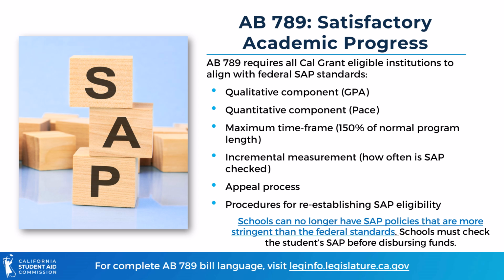Effective in the 24-25 academic year, AB 789 requires all Cal Grant eligible institutions to adhere to a common set of SAP standards and develop or implement policies that are consistent with federal standards. An institution's SAP policies must include these elements that follow AB 789. Schools must have a qualitative component such as a GPA, a quantitative component such as a PACE, a maximum time frame, which is 150% of their normal program length, an incremental measurement, which is how often SAP is checked, an appeal process, and procedures for establishing SAP eligibility.